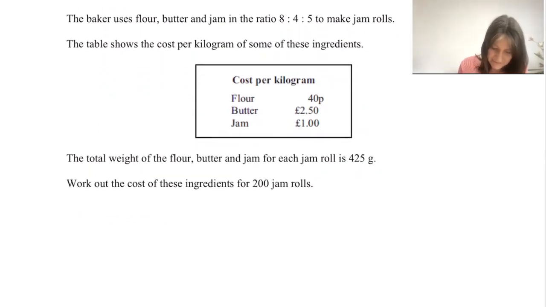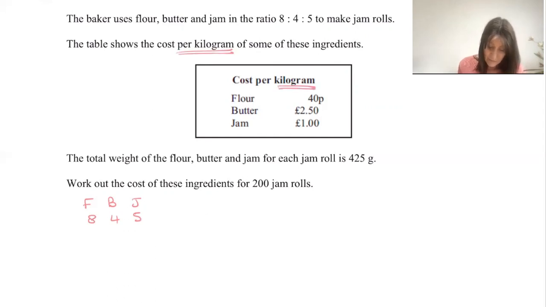Okay, so let's start taking some of the information that we need. So he's using flour, butter, and jam in that ratio. So flour, butter, jam in the ratio of 8:4:5. We've got the table showing the cost of these ingredients per kilogram. So really important that we've clocked that.